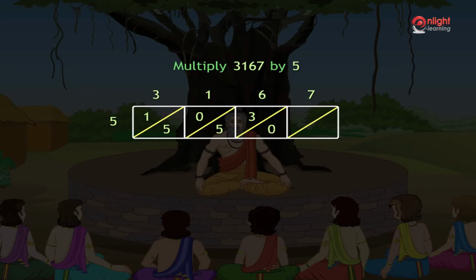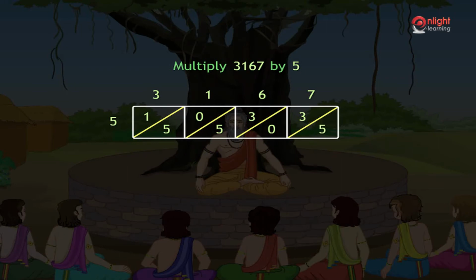Now multiply the digit in ones place with 5. Here it is 7 multiplied by 5. We get 35. Now we have to write 35 on the last box of the lattice, that is tens digit above the diagonal and units digit below the diagonal. So we write 3 above the diagonal and 5 below the diagonal.